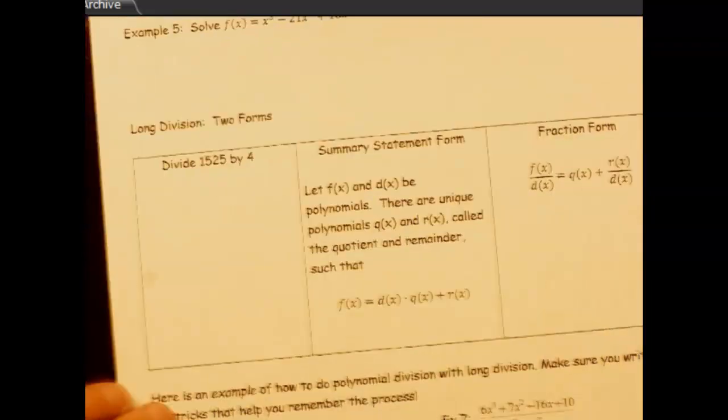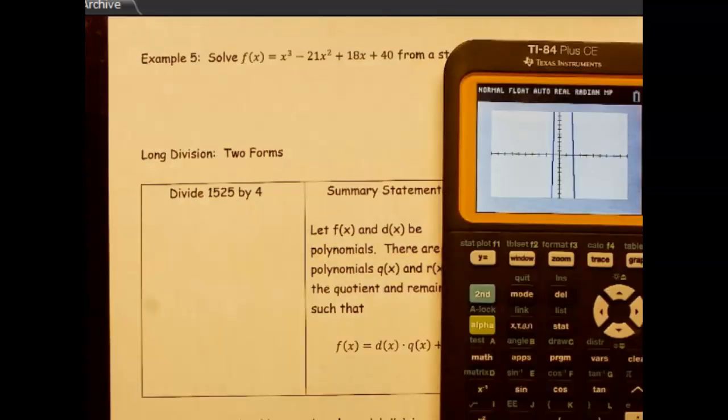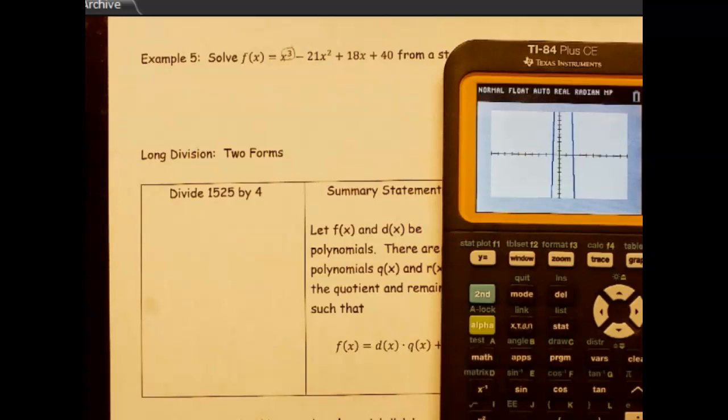So let's go take a look at this next one. They want us to solve from just the standard window. So I'm going to pause, go ahead and get this entered in my calculator. Okay, so I've got my standard window. I just hit zoom standard. There's my equation. I can tell from the exponent there should be 3 solutions.